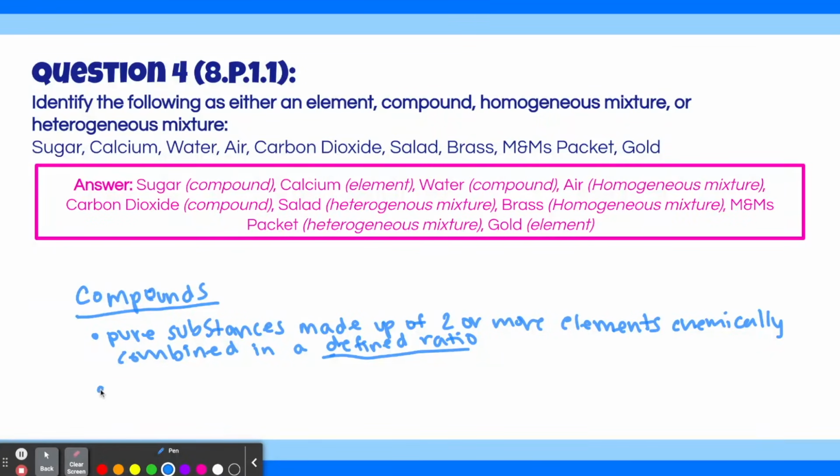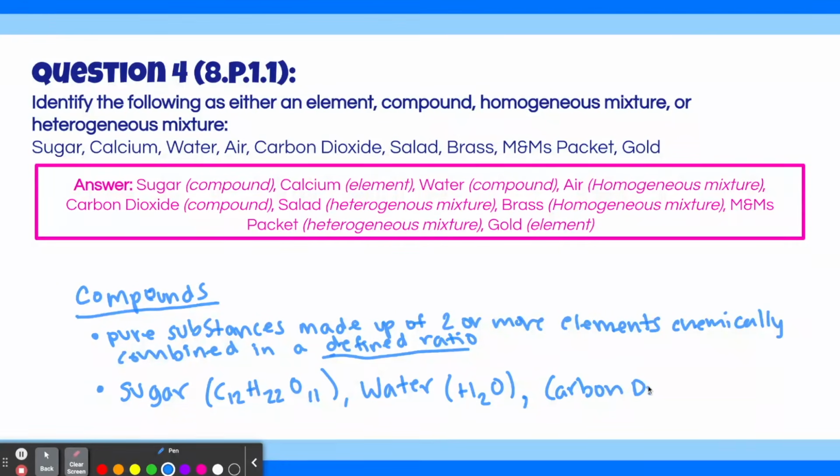So the compounds in this question were sugar, which has a chemical formula of C12H22O11, water, and hopefully you've heard the chemical formula for this, H2O, and carbon dioxide, which you might even know by its more common name, CO2, which is its chemical formula.